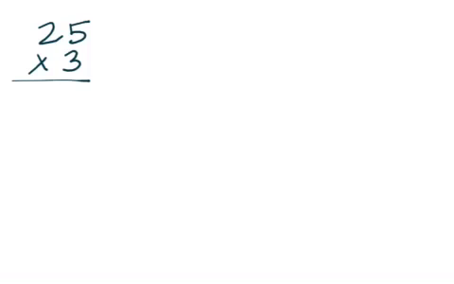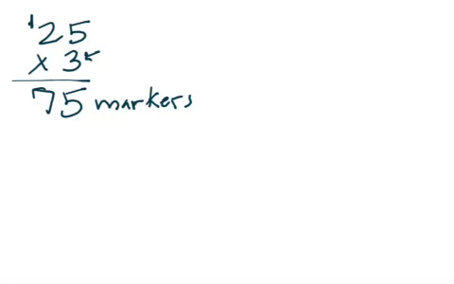All right, I know that 3 times 5 is 15. Carry my 1. 3 times 2 is 6, plus 1 more is 7. Okay, so she needs a total of 75 markers in order for all of our students to get 3 markers. Now I need to divide. So she needs a total of 75 markers, and markers come in packs of 8s. All right, now I'm going to divide. 75 divided by 8.